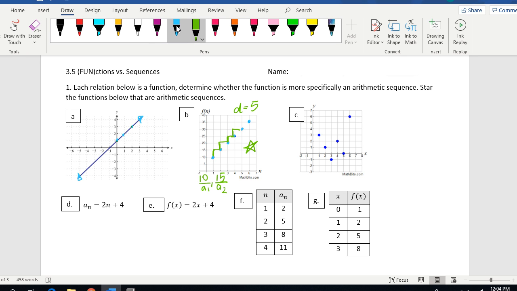Looking at C, this is a function because none of my x's are repeating, but am I seeing a linear shape? No. So this is not an arithmetic sequence.